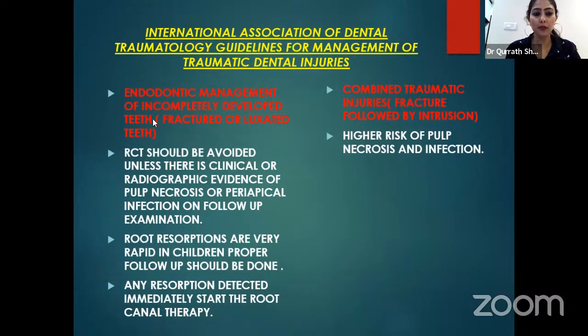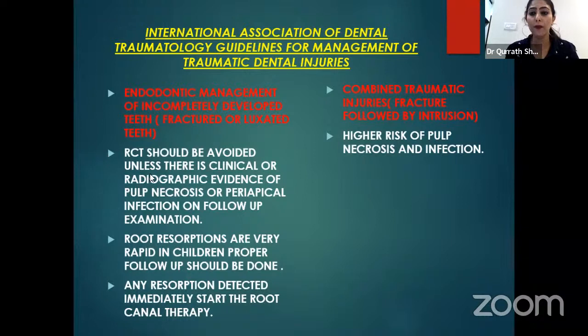So, the endodontic management of incompletely developed teeth in fractured or luxated teeth. RCT should not initially be initiated unless there is clinical or radiographic evidence of pulp necrosis or any periapical infection. Only then do you go ahead with root canal therapy. Otherwise, you need to do a proper follow-up, say at intervals of 1 week, 2 weeks, 4 weeks, 6 weeks.